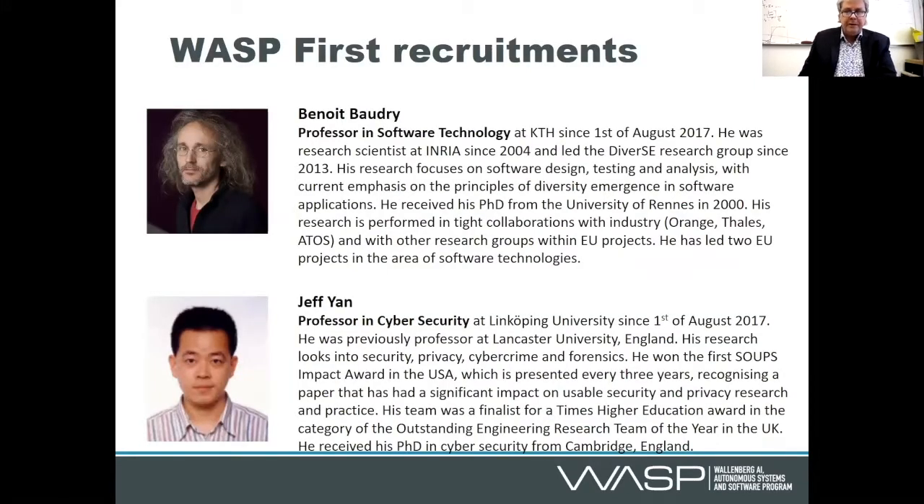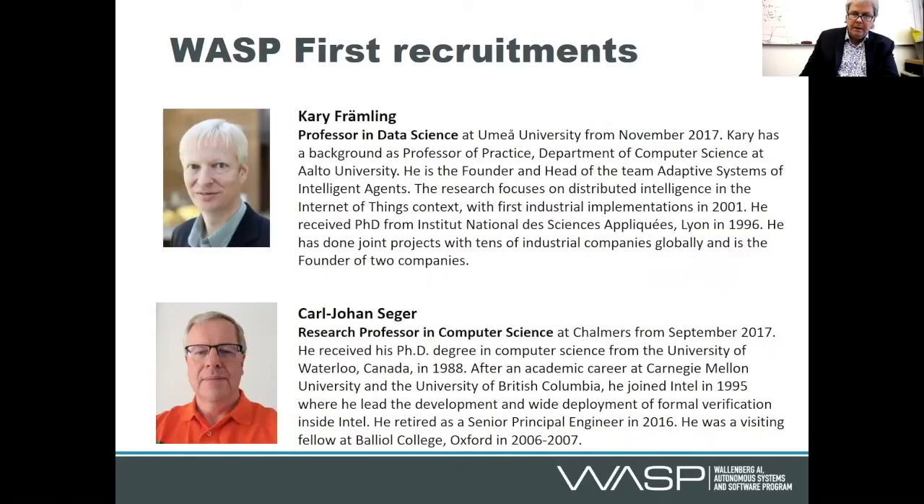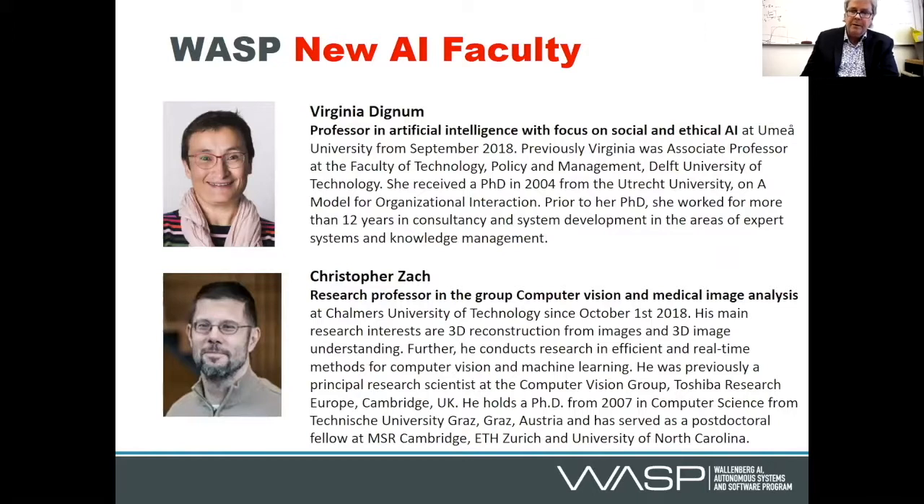Some of the persons that have been recruited: Benoit Baudry from KTH in software technology, Jeff Jan Linköping in cybersecurity, Martin Monperrus, also KTH software technology, Christoph Reichenbach, software engineering, Lund, Kary Främling, data science, Umeå, Carl-Johan Seger, computer science with a focus on verification, Chalmers, and Volker Krüger, who is a professor in computer science but very much focused on robotic systems in Lund. Then we have Virginia Dignum in Umeå, professor in AI with a special focus on social and ethical aspects of AI. And we have Christopher Zach at Chalmers, who is working on computer vision. So these are the recruitments so far.